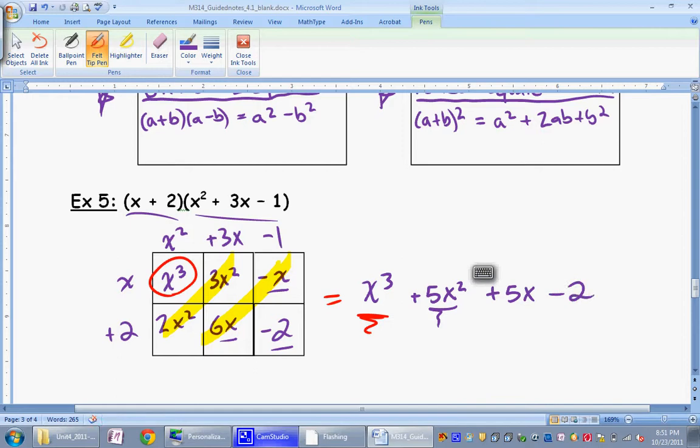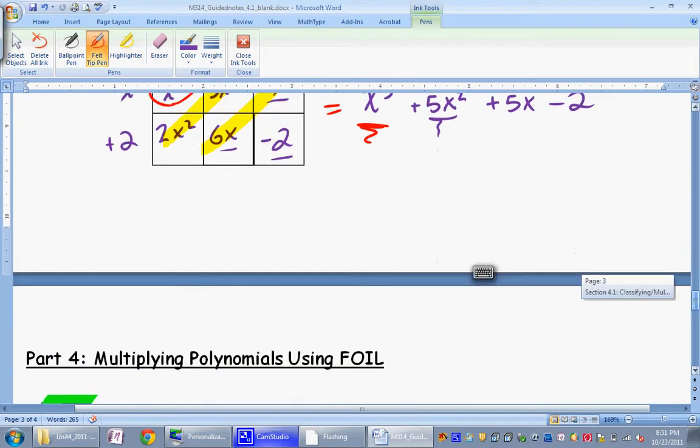That's why I really like this method. These boxes can be expanded to do as big or small of problems as you could be faced with. So that's kind of neat. But if you don't like these boxes, it might be because your teacher showed you something different when you were in Algebra 1, and that was probably called FOIL.